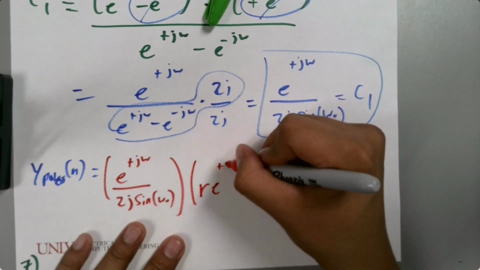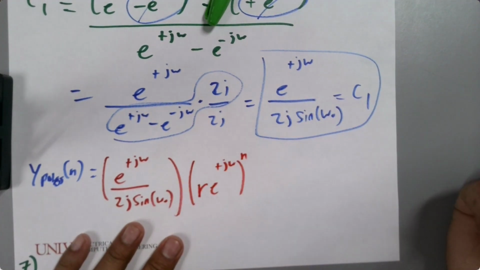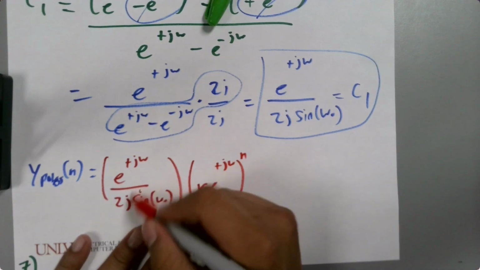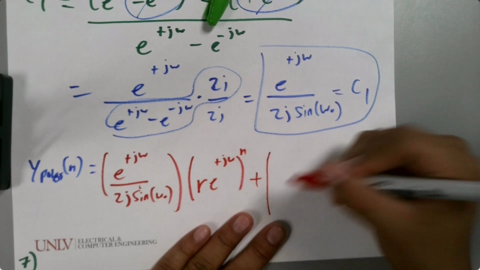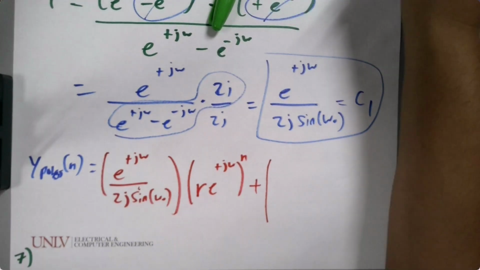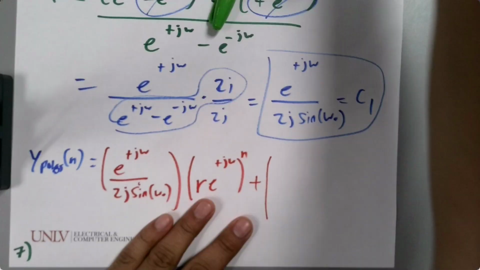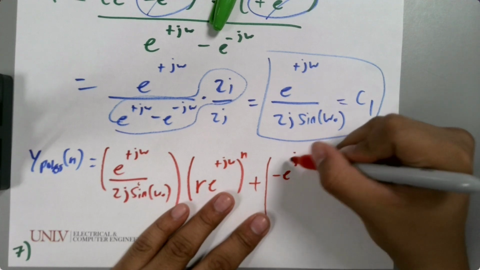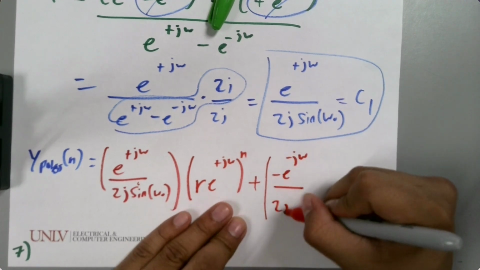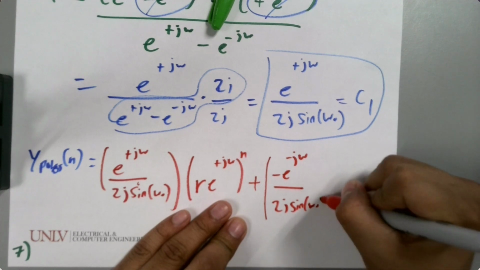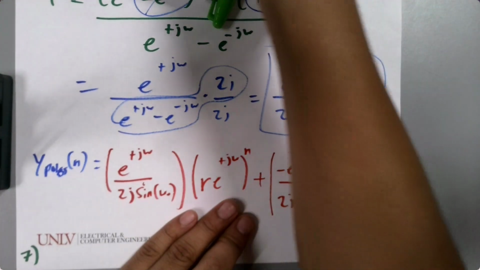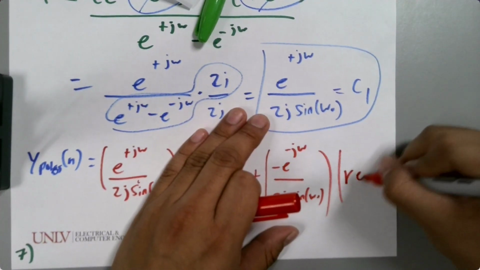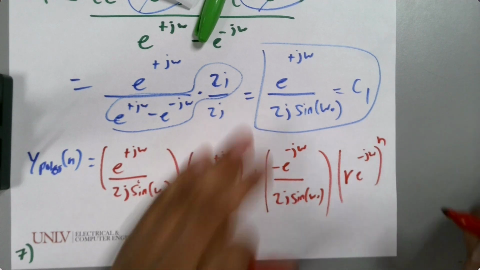R e to the positive j omega to the nth power. Okay, this is the lambda. And this right here is our C1. And then plus, now we got to get C2. Where's C2? Which is this right here, okay? Minus e to the minus j omega divided by 2j sine omega naught. That's C2. And then we got to get its little lambda. What is that lambda? R e to the minus j omega all to the nth power. All right?